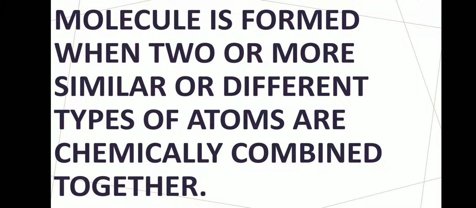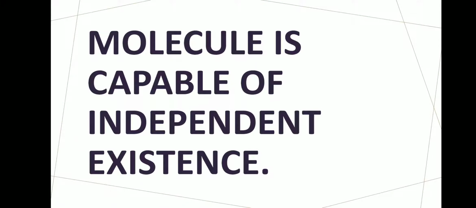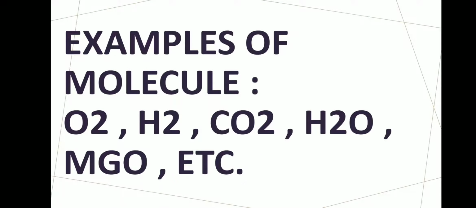Molecule is formed when two or more similar or different types of atoms are chemically combined together. Molecule is capable of independent existence. Example of molecule: oxygen O2, hydrogen H2, carbon dioxide CO2, water H2O, magnesium oxide MgO, etc.